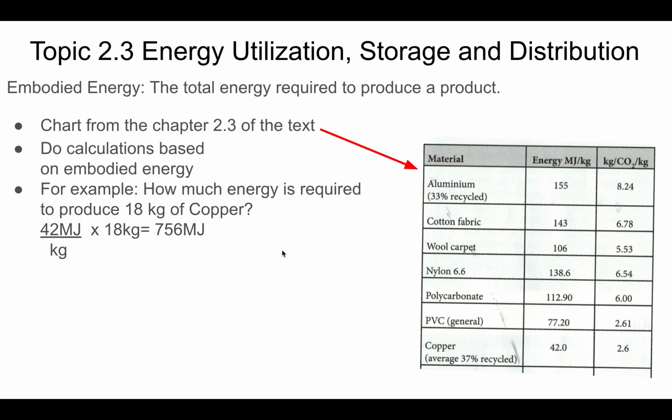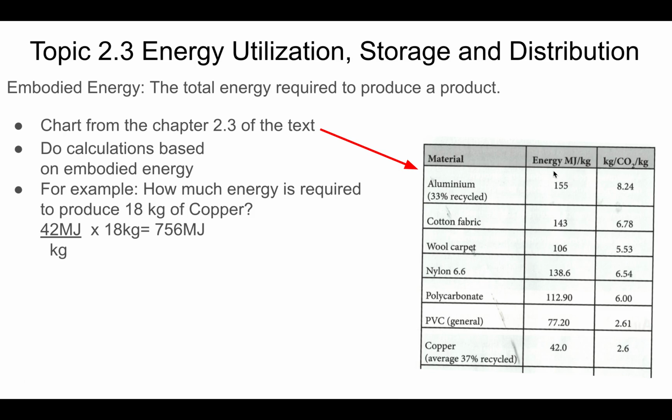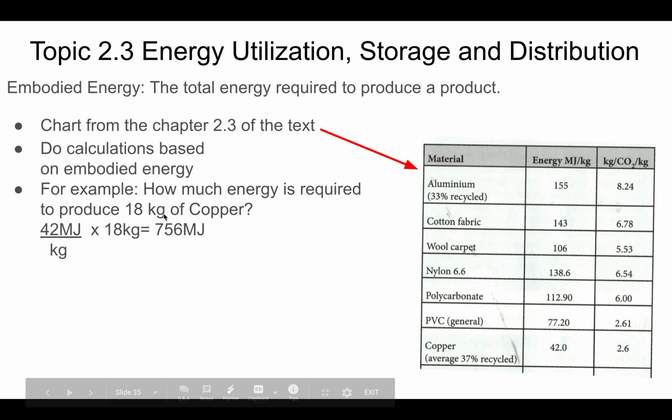All right. Now, you're going to need to be able to do some simple calculations based on this, and I would expect that you would be able to set these up correctly. So, there's a chart in your text, and it looks basically like this, and it's showing the energy right here. So the energy in megajoules per kilogram. So aluminum is 155, etc. Right? And then this is your carbon emissions for that.